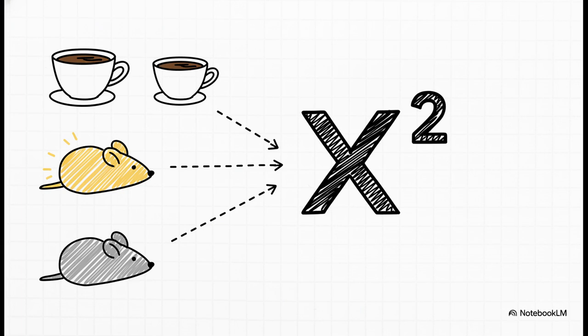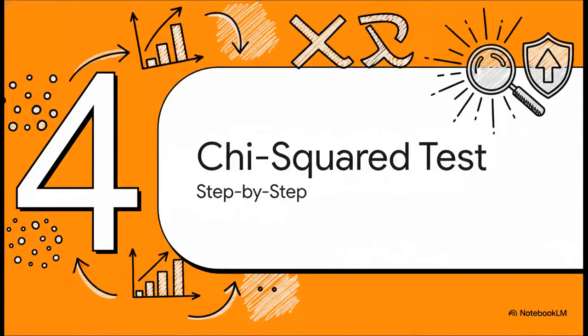And when we're working with data that involves counting things in different categories, like how many yellow mice versus gray mice we have, our weapon of choice is the chi-squared test. All right, enough theory. Let's get our hands dirty and actually walk through how one of these tests works in the real world. We're going to see how we can go from just a bunch of numbers to a really solid, powerful conclusion, step by step.